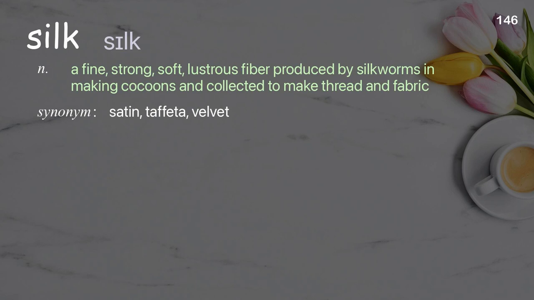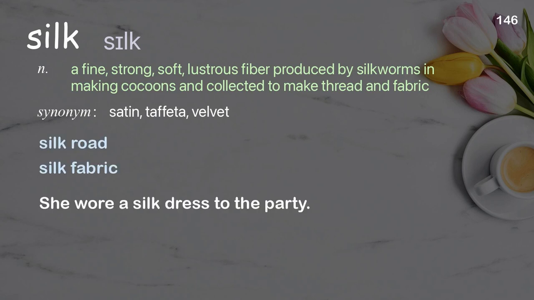Silk: a fine, strong, soft, lustrous fiber produced by silkworms in making cocoons and collected to make thread and fabric. Examples: Silk road. Silk fabric. She wore a silk dress to the party.